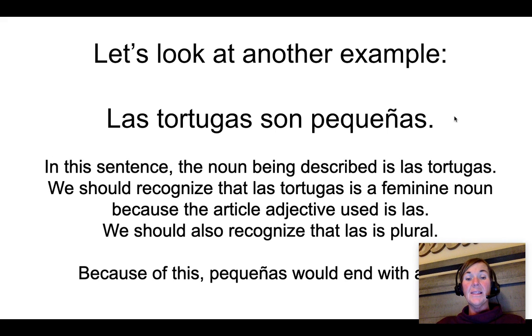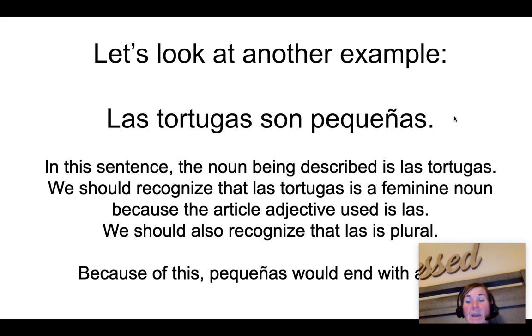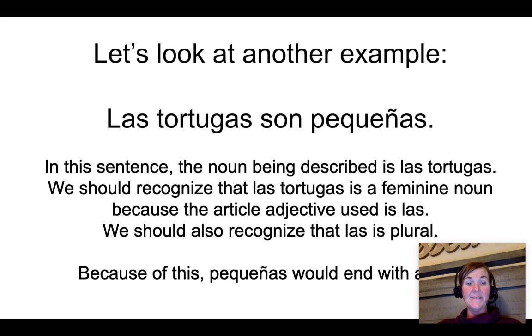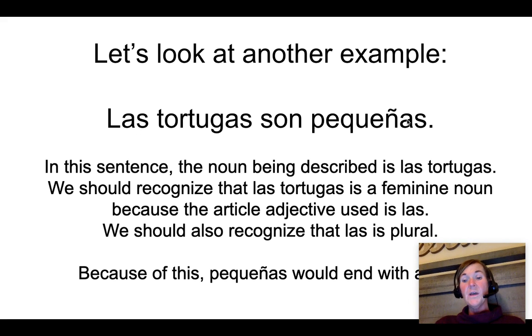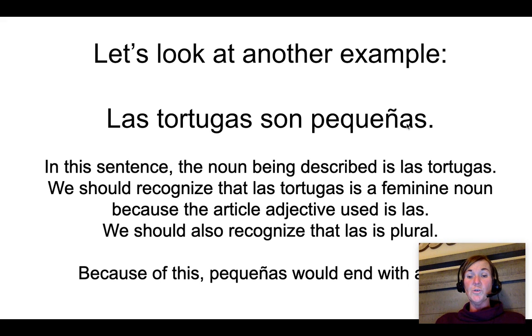Another example, las tortugas son pequeñas. In this sentence, the noun being described is las tortugas. We should recognize that las tortugas is a feminine noun because the article adjective being used is las, but we should also recognize that las means plural. So not only do we need to change, we would have been thinking pequeño, but not only do we need to change that O to an A, we also need to add an S so that we're agreeing in the gender, and since it's plural, the number.